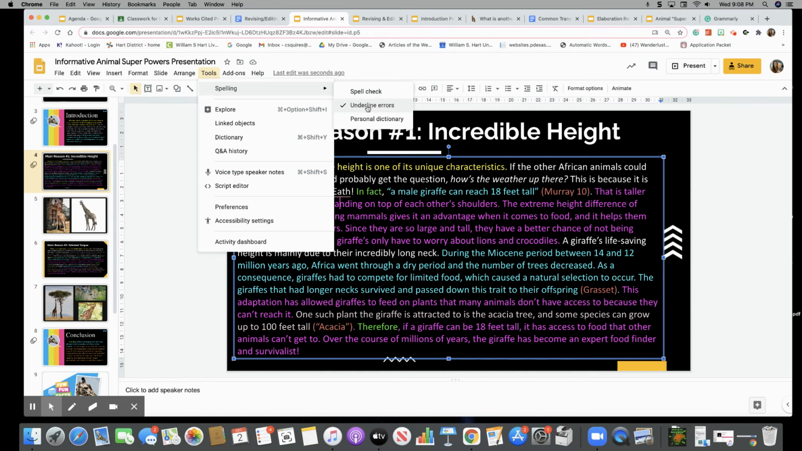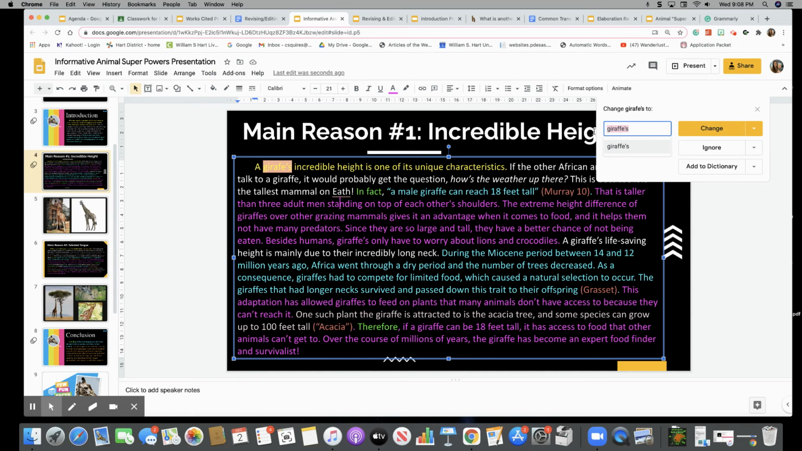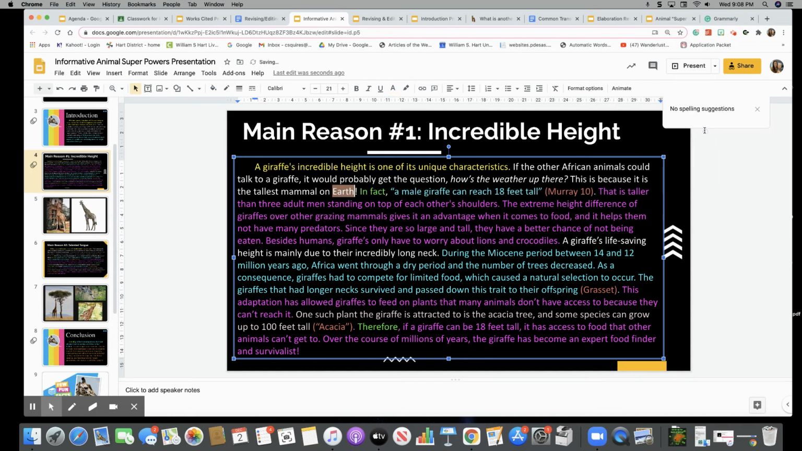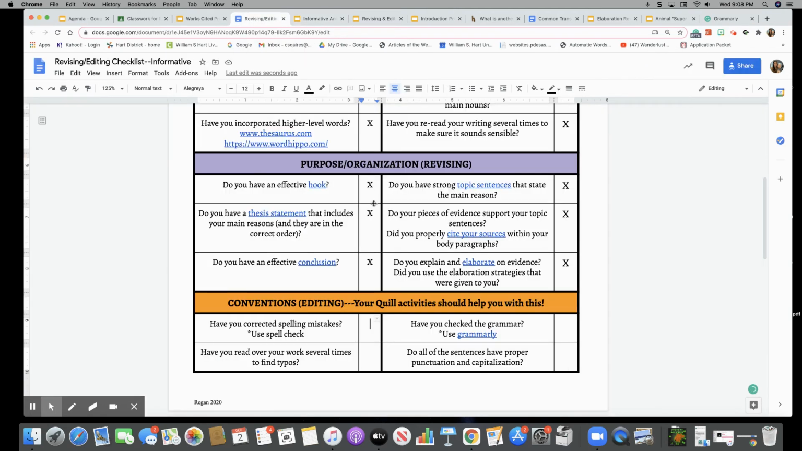If you don't, you'd want to do that. And then you would want to go ahead and do spell check. And then I'm going to go ahead and change my mistakes. Do not turn in your work to me if it has a bunch of red underlined words. That means you have spelling mistakes, so you need to go back and fix that. Okay, so yes, I've done that.